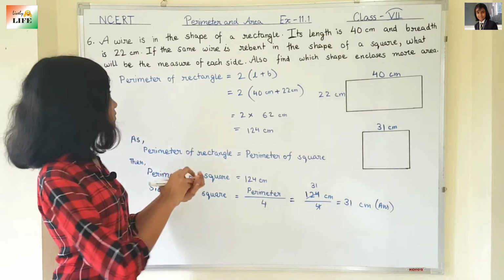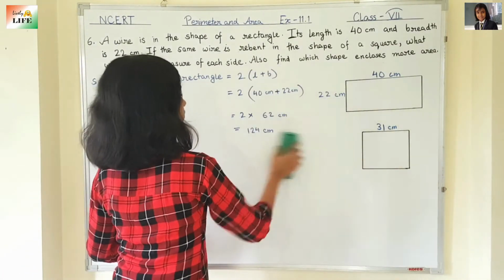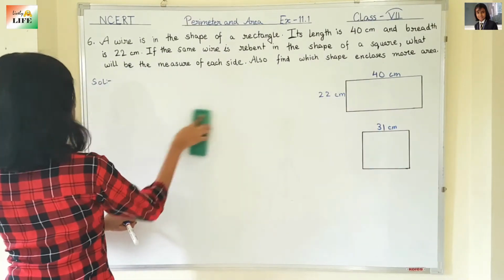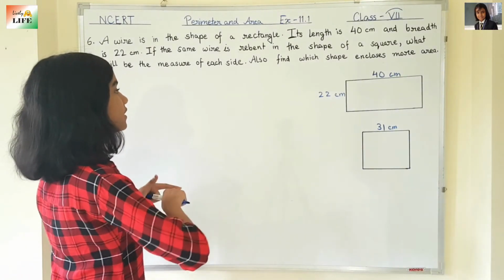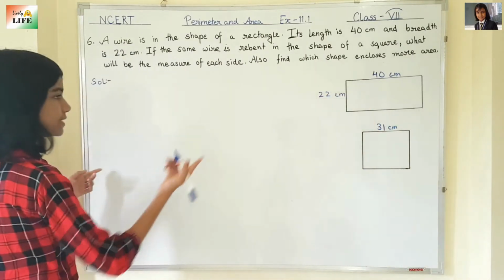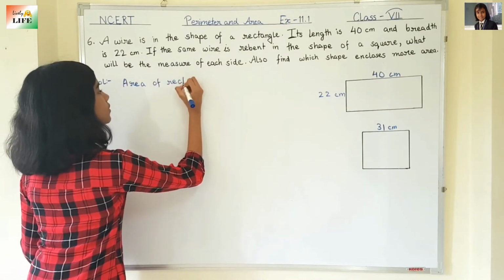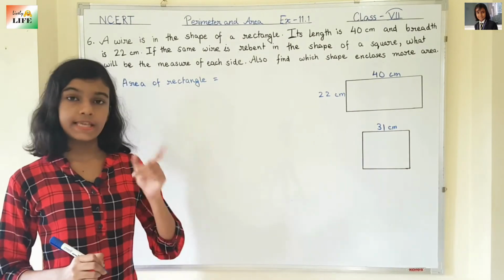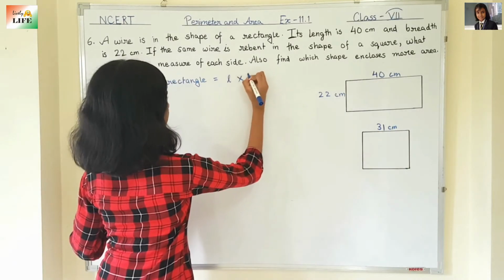Now let's find out the areas of both the shapes. First, area of rectangle. What is the formula of area of rectangle? It is L into B, length into breadth. L for length and B for breadth, right? L into B.